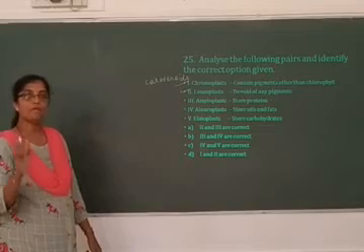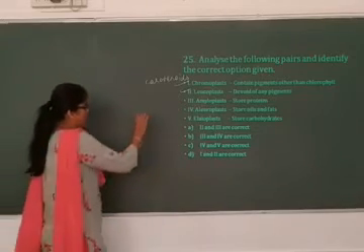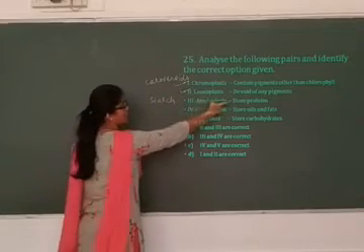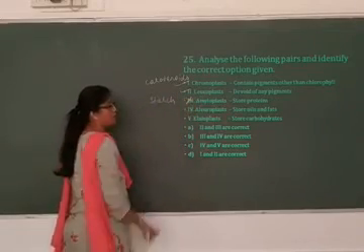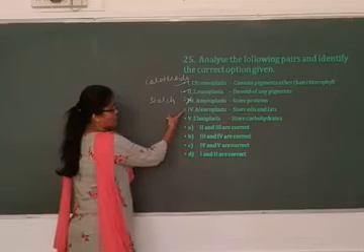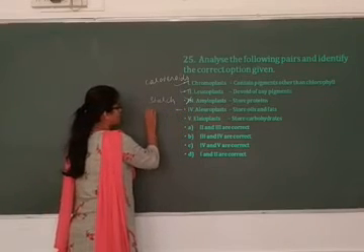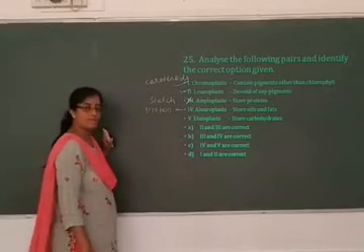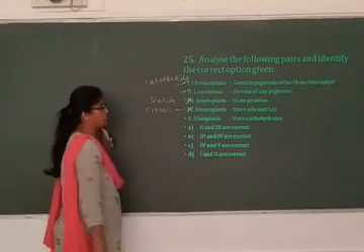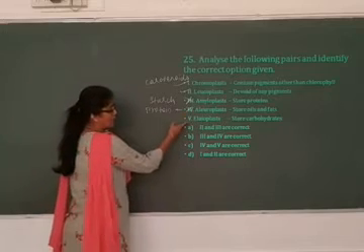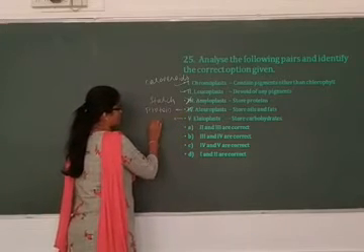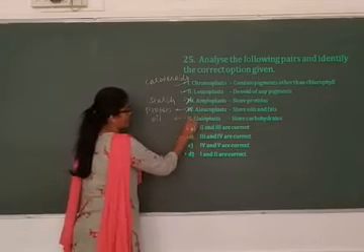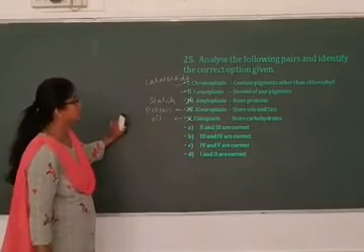Amyloplasts are the plastids that act as a storage of starch. But here the option is protein. So this is wrong. Aleuroplasts are the plastids that store protein. But here they have given oil and fat. So the fourth one is also wrong. Elaioplasts are the plastids that store oil. But here they have given carbohydrates. The fifth one is also wrong.